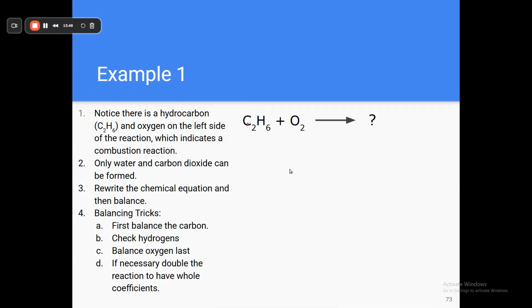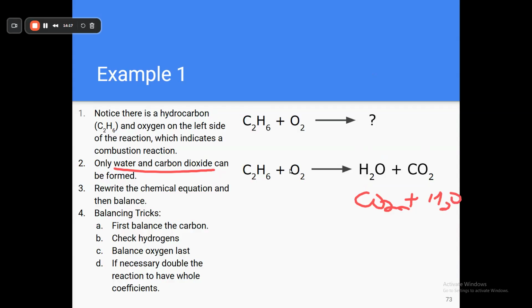So when we look at C2H6, we have a new hydrocarbon, but we again have oxygen. So what are our products going to be? Only water and carbon dioxide can be formed. Later in AP, you'll learn about incomplete combustion, but for right now, it's always going to be water and carbon dioxide. So we need to rewrite it with water and carbon dioxide as our products. Again, I'm okay if you put the CO2 first and then follow it with the H2O. That's also appropriate.